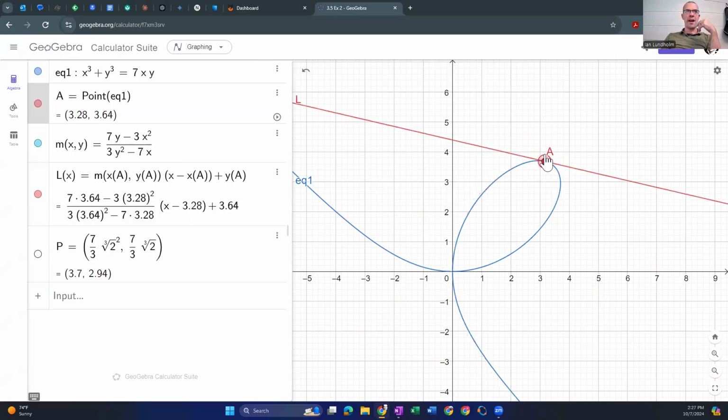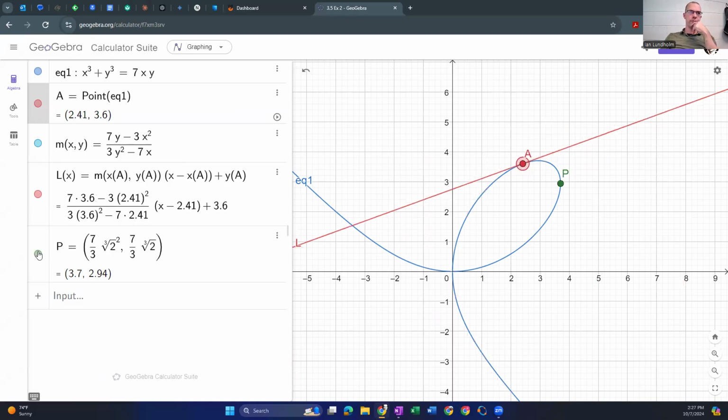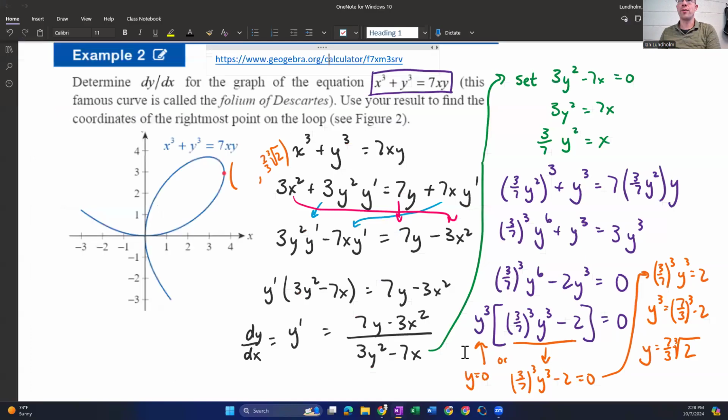But what we found was the point that y value was 7/3 times the cube root of 2, and it looks like the x value is still just 7/3 times the cube root of 2 squared. We saw that squared thing probably coming about when, if we threw it in here, that would pop up. Cool. So we found the coordinates of the rightmost point in the loop.